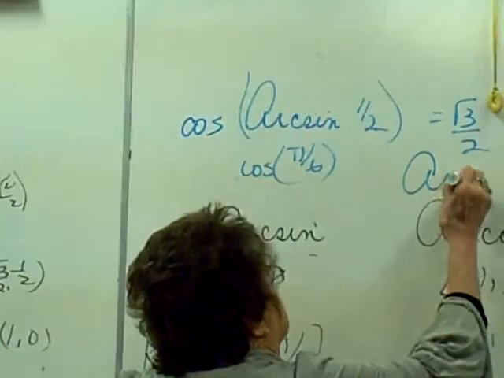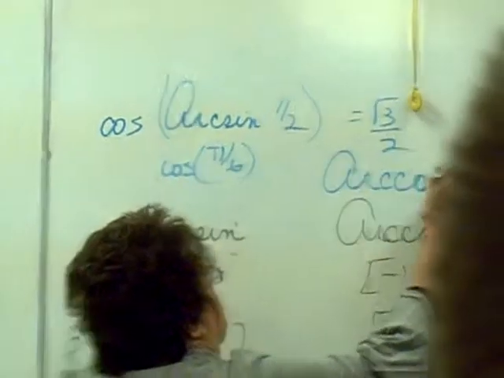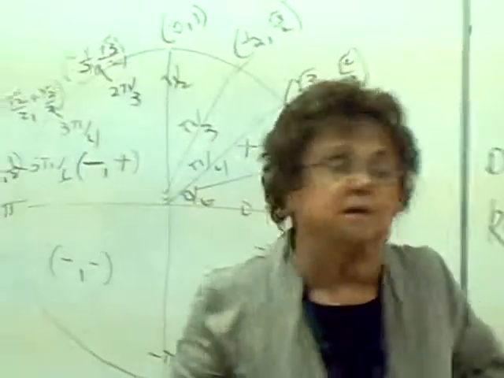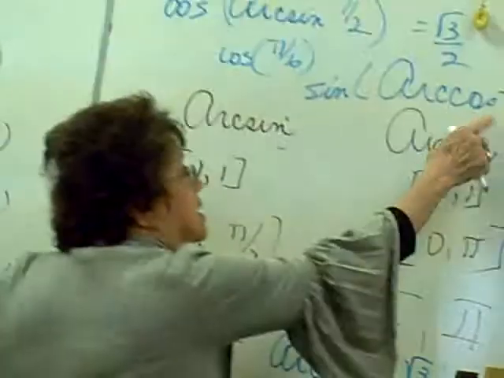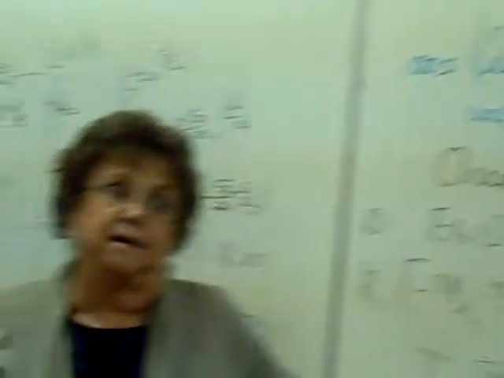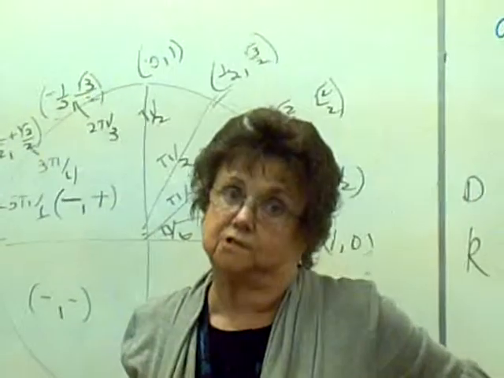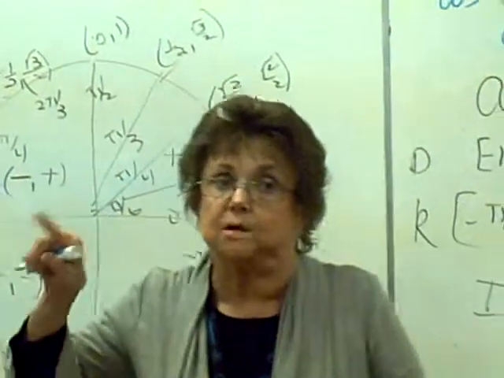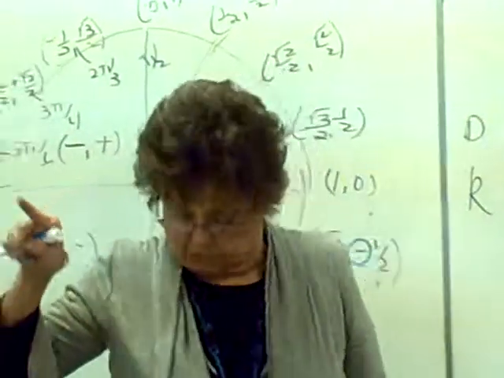So if I said arc cosine 1/2, find the sine of it. Square root of 3 over 2, because the angle where cosine is 1/2, the other ordered pair is the square root of 3 over 2. I mean, you can actually find the angle and do it, but you can also do it shorter.